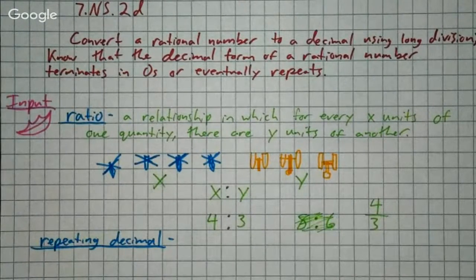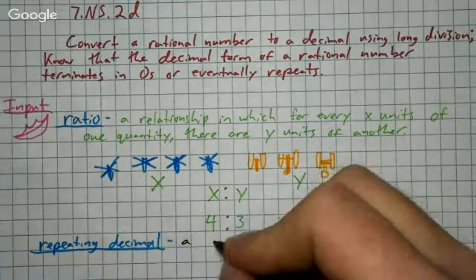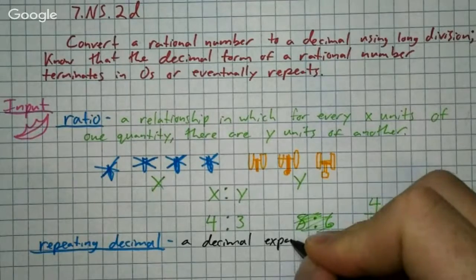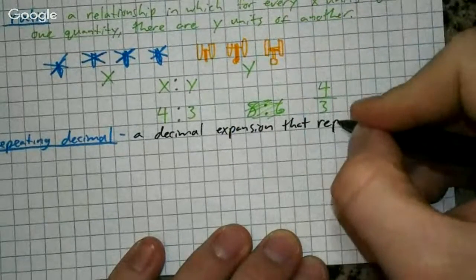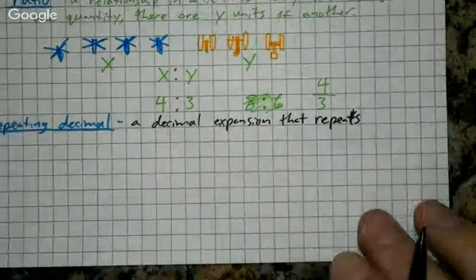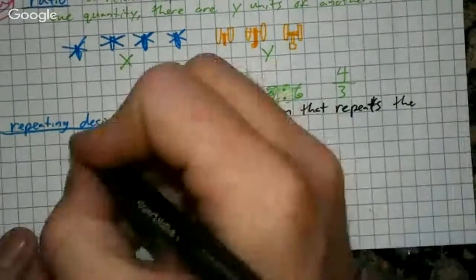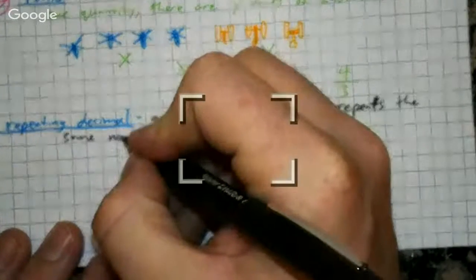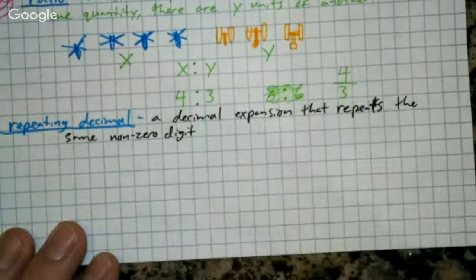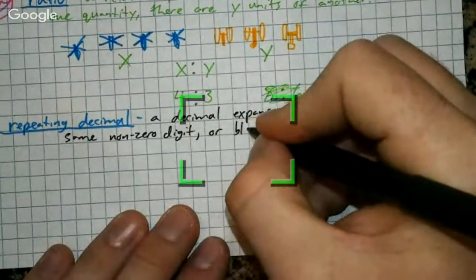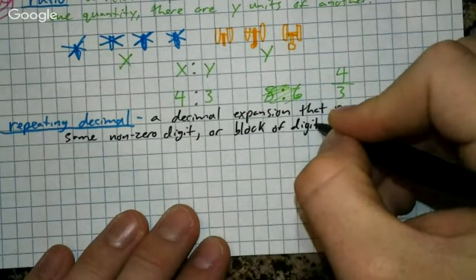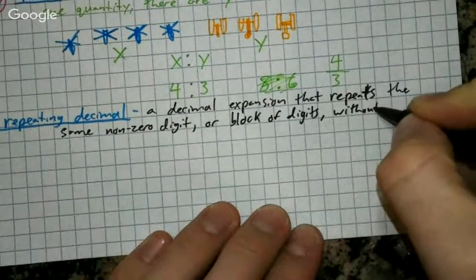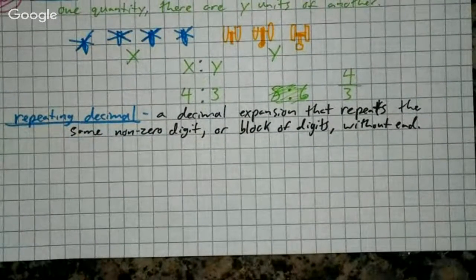A repeating decimal is a decimal expansion that repeats the same non-zero digit or block of digits without end.